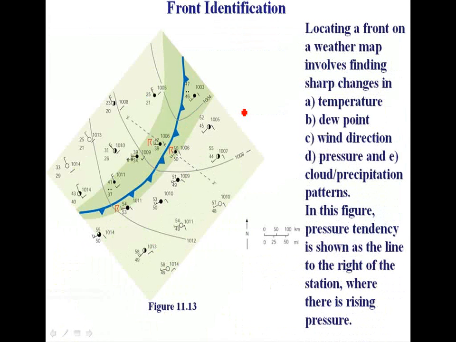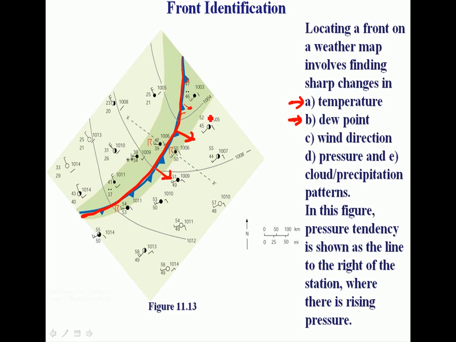Let's talk about front identification. Basically, there are 4 things that we look for in drawing a front. And since we're dealing with differences of air masses, obviously temperature and moisture characteristics are items that we look at. And if we look at this cold front right here, we see that the cold front is moving from left to right because the triangles are pointing in this direction.